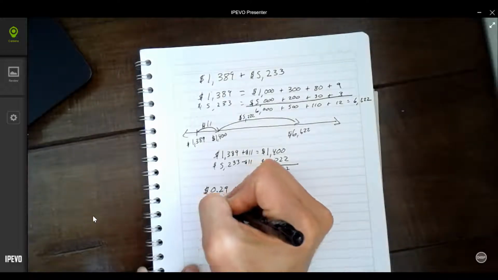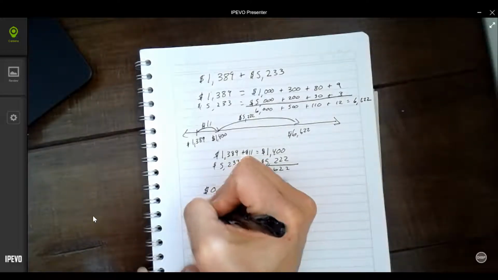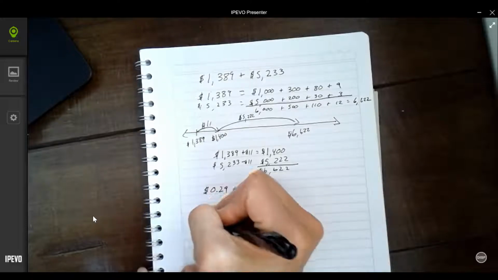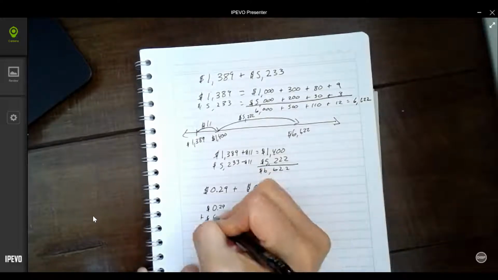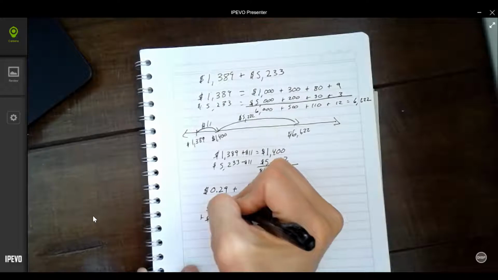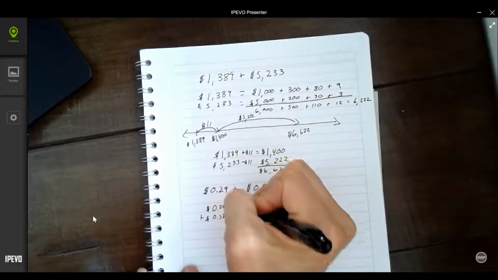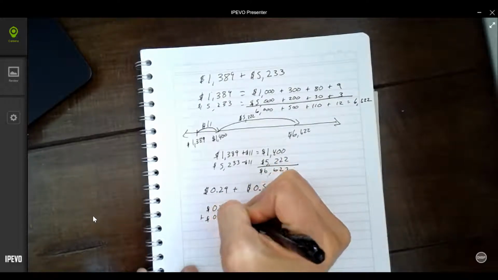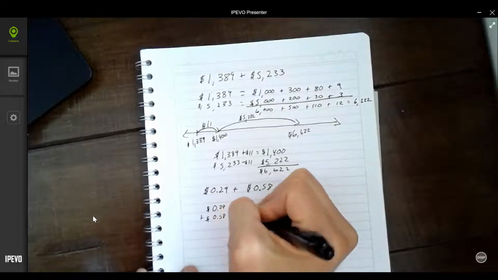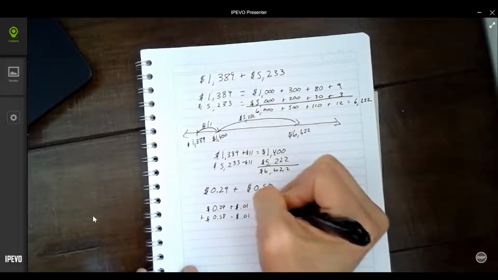So I could have done 29 cents plus 58 cents. I could have added 1 cent and taken away 1 cent to get to 30 cents.